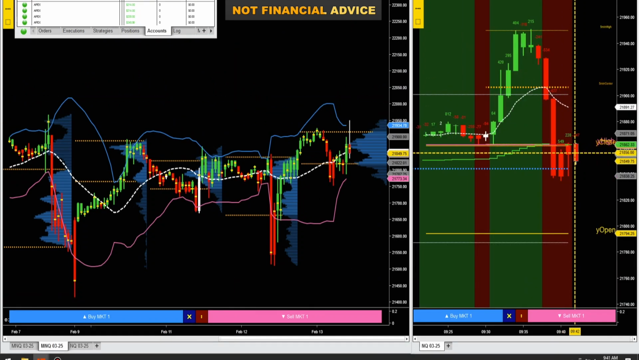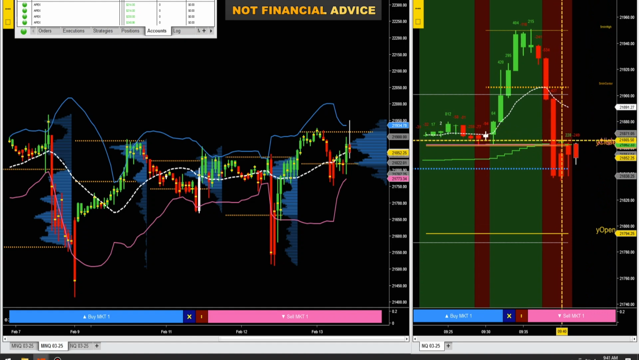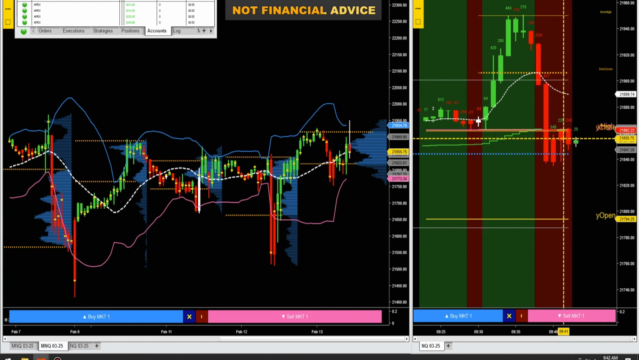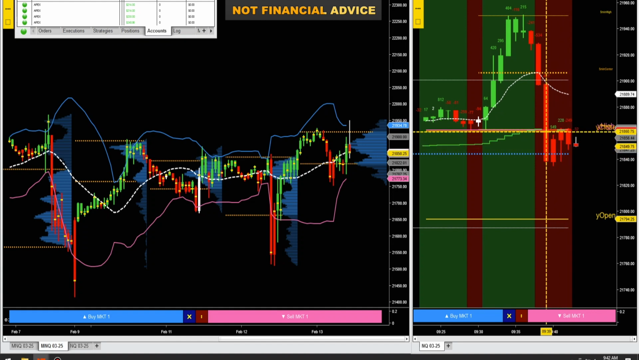I just tried a short here at VWAP and yesterday's close area. It was hesitating for quite some time. I hopped out for a point or two of profit. Looks like it did come down, would have got my 10 points, but some pretty wild moves this morning, up and down.